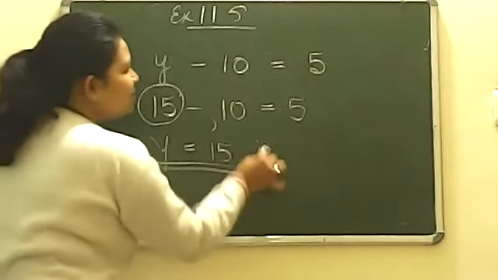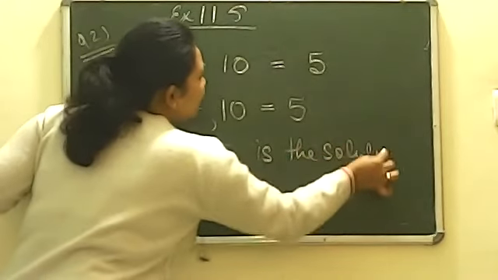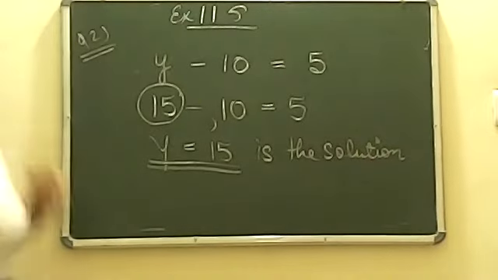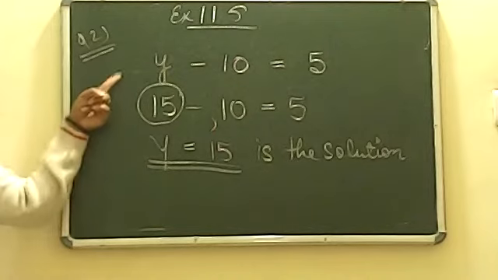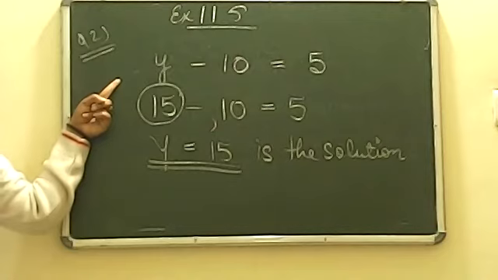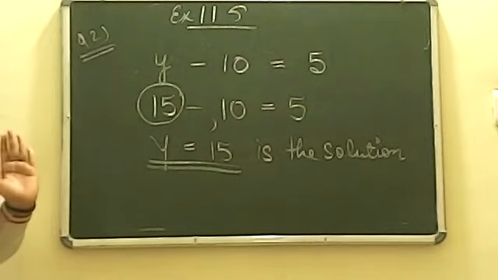Remember, this is the solution. Because sometimes it comes to write down the definition, what is a solution. So you can also give the example of it, that this is the solution. The value of variable which satisfies the equation is known as the solution of an equation. I am speaking once again. If you want to write it down, please write it down.